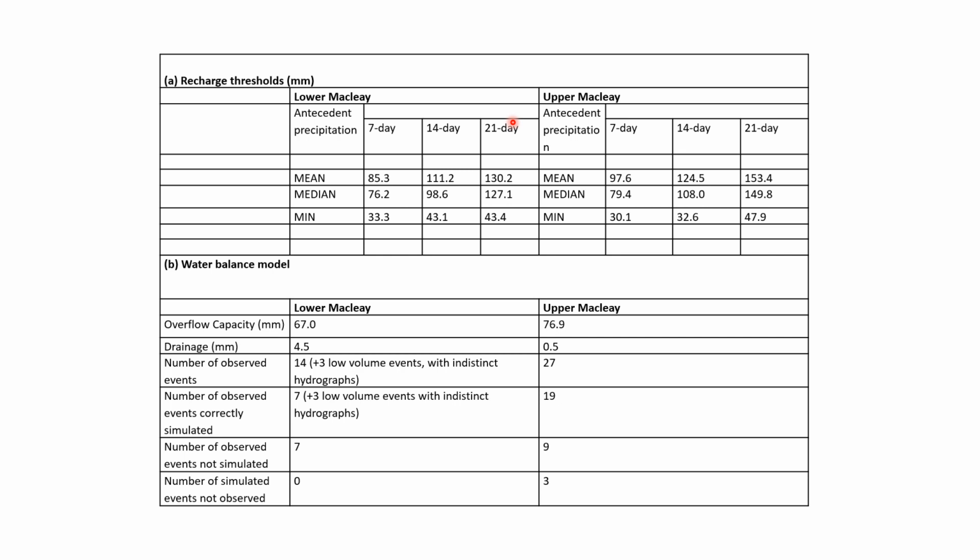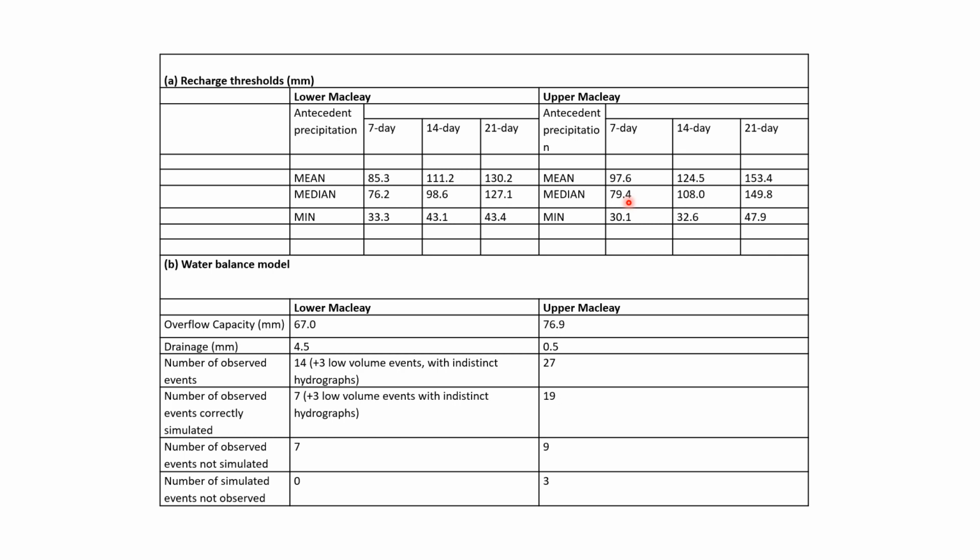But we had to demonstrate this was the case. And we have some means, medians, and minimum values for how much rainfall is needed. If we take the median, which is a good measure of central tendency, then you can see 76 millimeters of rain over the course of 7 days was needed before you get recharge in the lower Macleay, and 79.4 millimeters of rain over 7 days to get recharge in the upper Macleay.